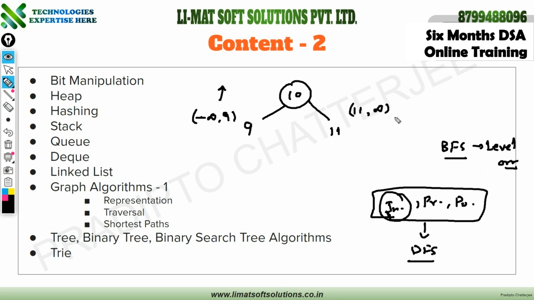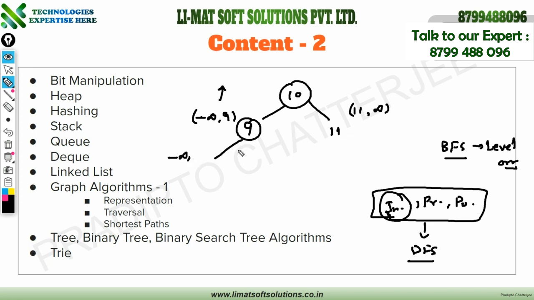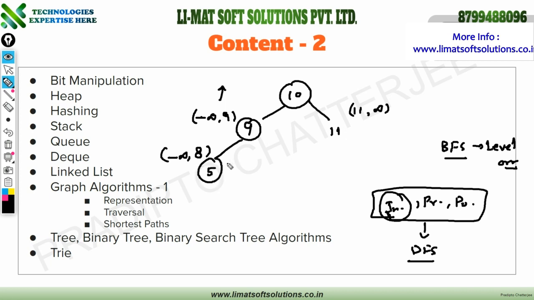The range value can be anything. Now if I'm going in the left direction, this value can be anything, and this value must be smaller than 9. This is the only condition. So this value can be minus infinity to anything less than 9, so 8. This can be anything. I can have 8 here, I can have 5 here also. Any value can be there.